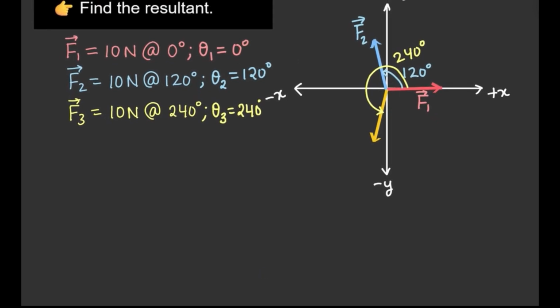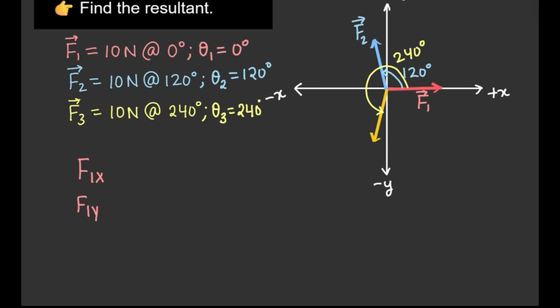Let's first talk about the first force, F1. So we want to find F1x and F1y. Now the force F1 is at 0 degrees. That means all of this F1 is along the positive x-axis here. If all of F1 is along the positive x-axis, that means no part of this F1 is along the y-axis. So we don't even need to calculate the x and the y components of force F1.